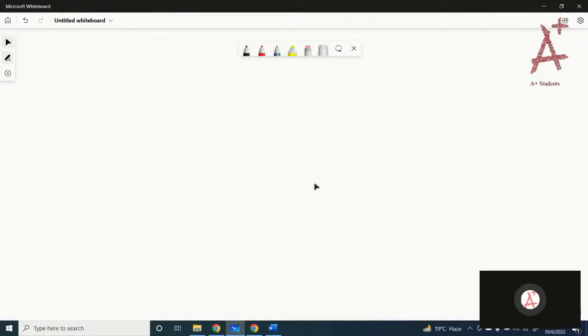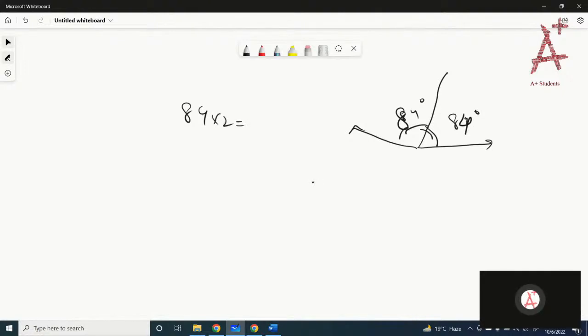Okay, the next one is: after bisecting an angle, Lara has two new angles, each with measurement 84. What was the measurement of the original angle? Here you have 84 and here you have 84. That is the measurement of the bisected angles. You need to find the original one. So for the original one, you have to multiply the value by 2. That means originally it is 168 degrees before bisection. Got it?